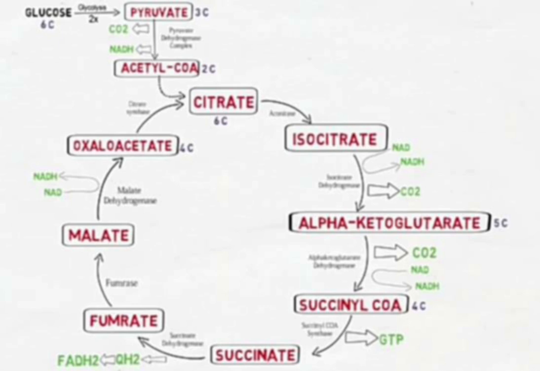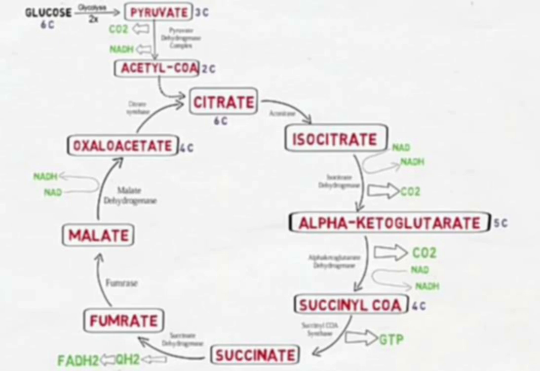And in the next step, the succinyl-CoA is converted into succinate by the enzyme succinyl-CoA synthetase. And in this reaction, a molecule of GTP is generated. Next, succinate is converted into fumarate by the enzyme succinate dehydrogenase. In this reaction, a molecule of QH2 is generated, which is used for the production of FADH2.